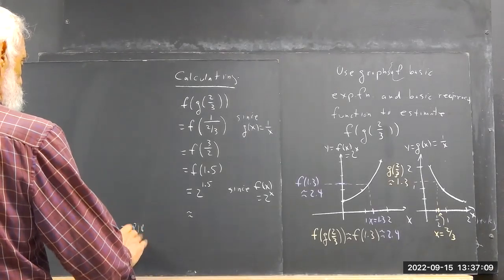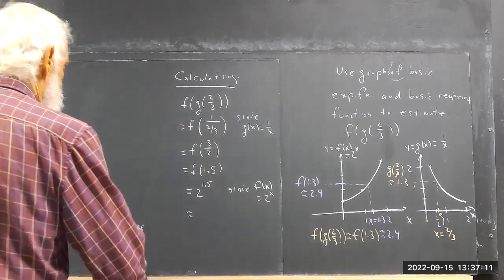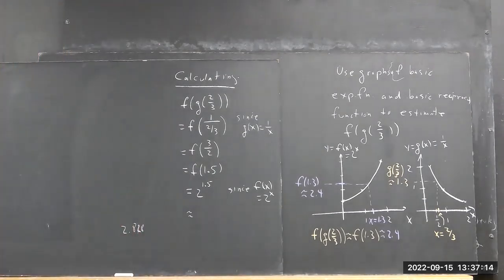You're going to get 2.828 and then some stuff. Okay, 2 times square root of 2. What did you get? Okay, now how close was your estimate? Mine wasn't particularly good. I got 2.4. I should have got like 2.8.